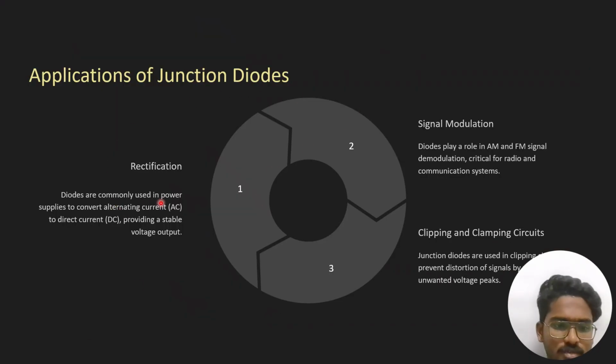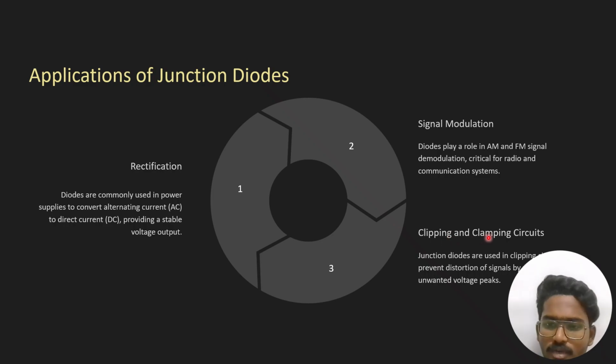First application, rectification. Diodes are commonly used in power supplies to convert alternating current to direct current, providing a stable voltage input. Mainly, rectifiers are used to convert AC to DC in power supplies. And in signal modulation, diodes play a role in AM and FM signal demodulation, critical for radio and communication systems.